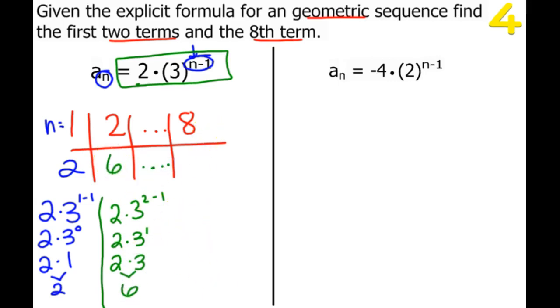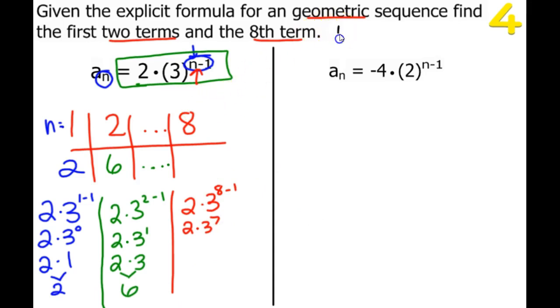Then we need to plug in an 8 for our final term. We have 2 times 3 to the power of 8. We're plugging in right there. 8 minus 1. So 8 minus 1 is 7.